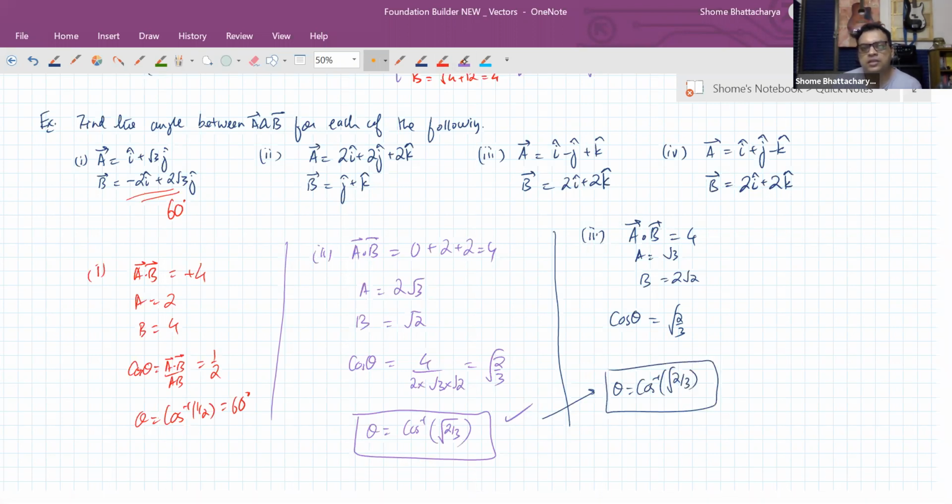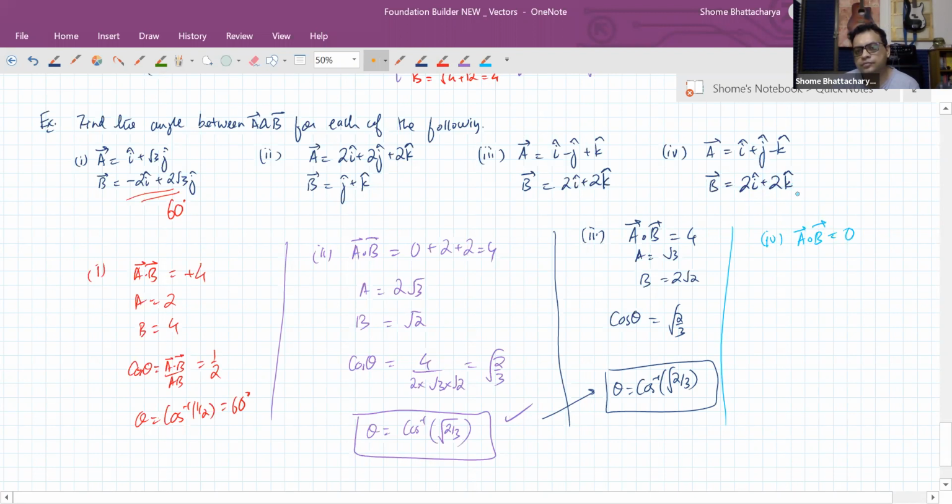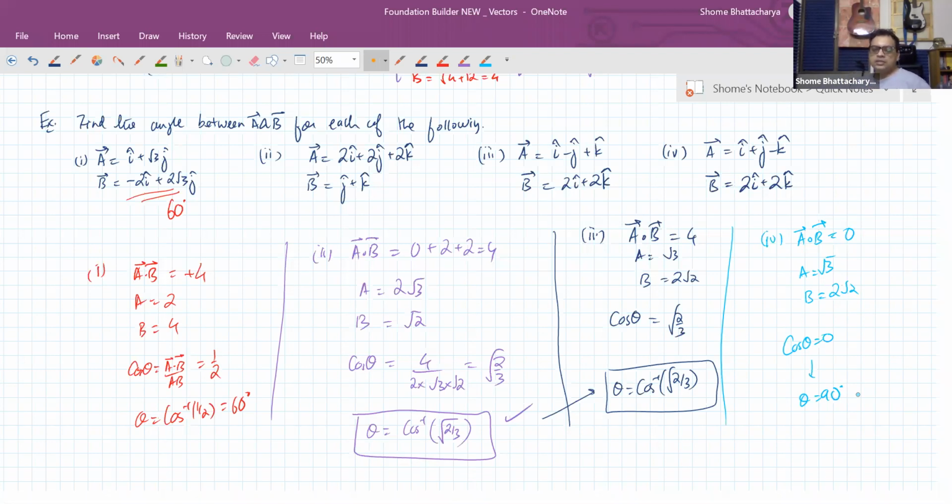Okay. Whereas the last one, you will see the dot product is 0. Check that out. So it doesn't matter that magnitude of A is how much. Oh, sorry, is root 3. Okay, because dot product is 0 means that cos theta is 0. So this means that theta is 90 degrees. So these are the answers.